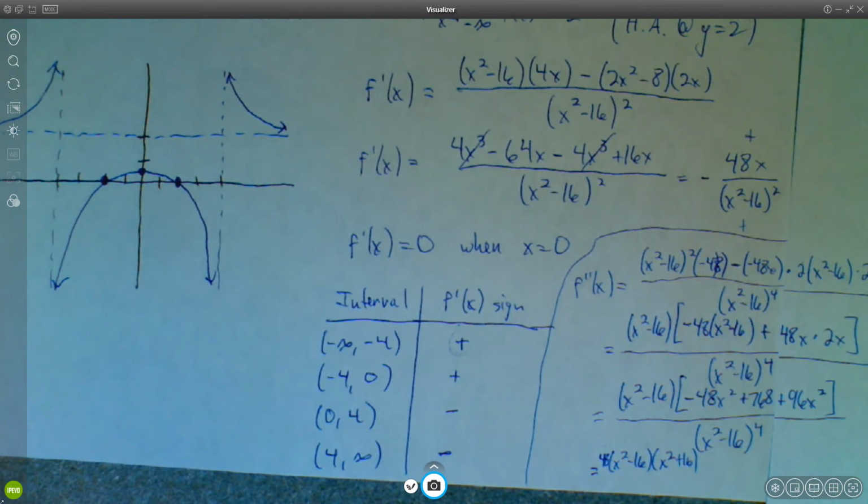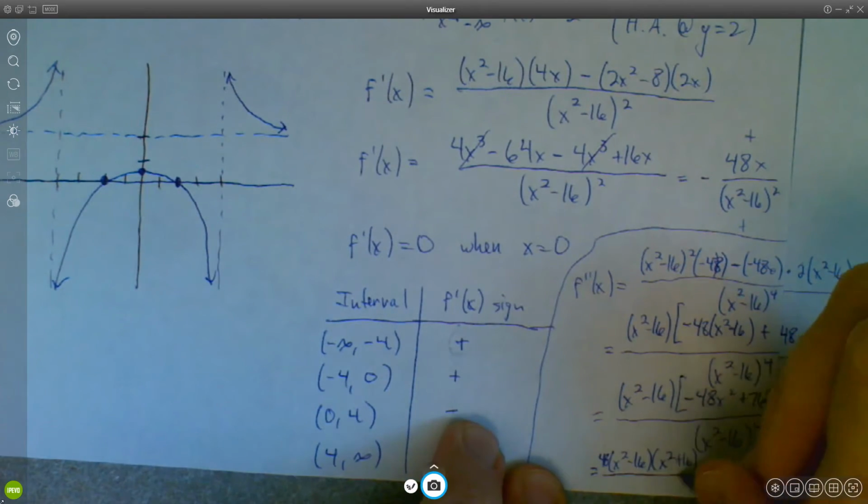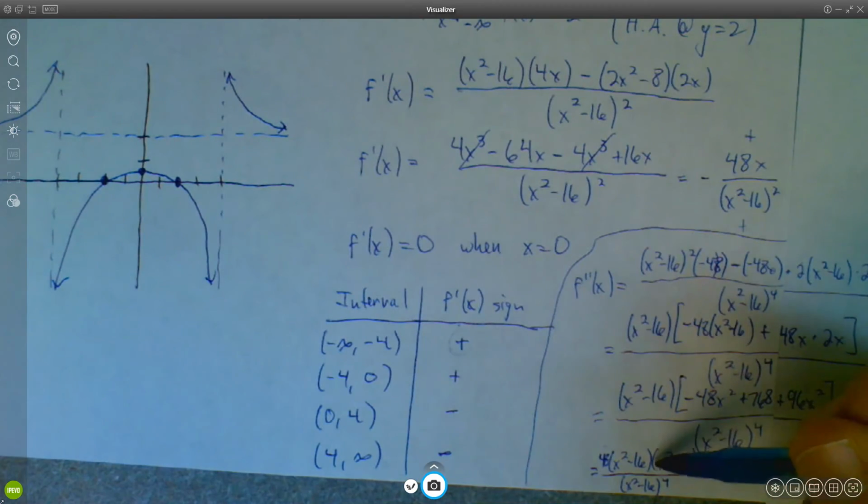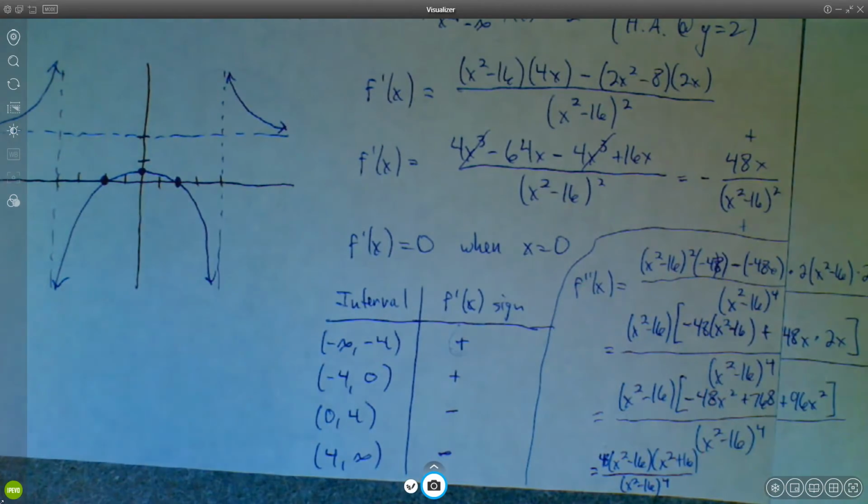I feel like I'm missing something. Oh, and I could cancel off one of the x squared minus 16, right? And just get x squared minus 16 to the third down there in the denominator. But what am I missing? So this example comes from your book, and I'm looking at their second derivative, and they're coming up with 3x squared plus 16. So I'm missing a 3 here somehow. When did that happen?